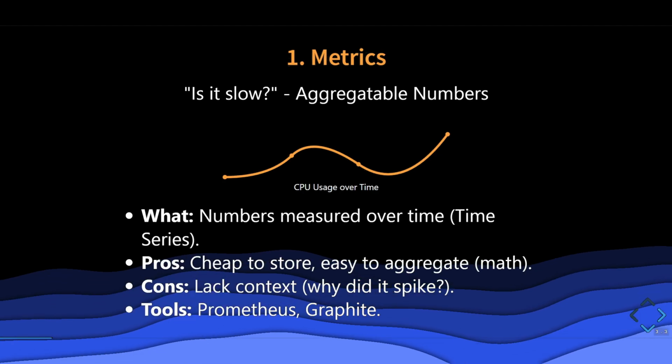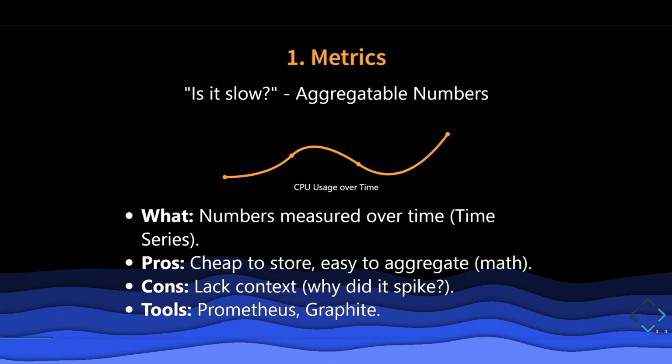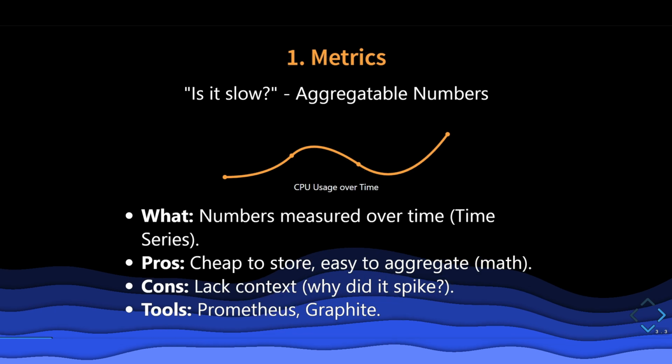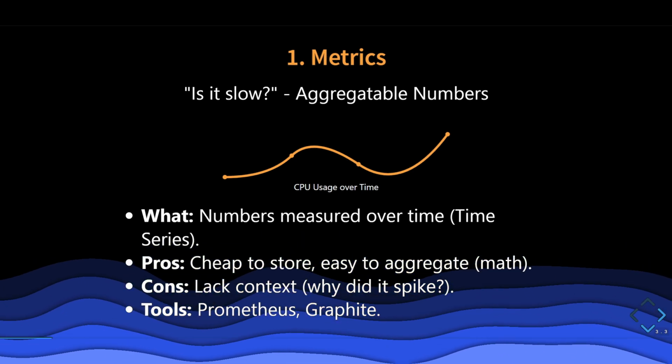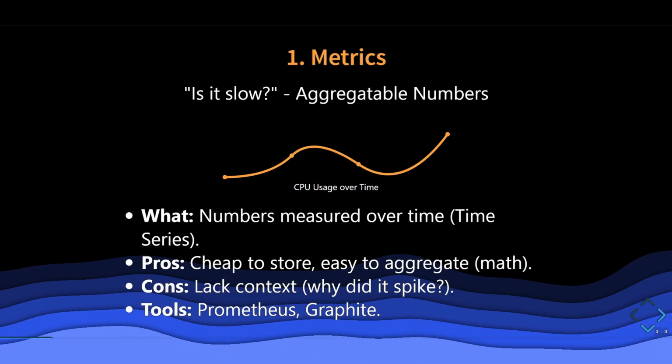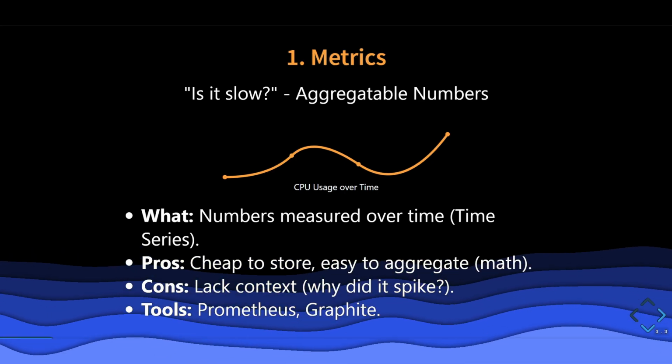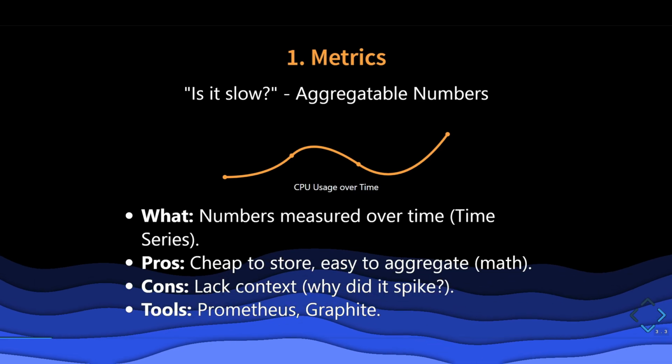Let's dive into the first pillar, metrics. Think of metrics as the answer to the question, is my system slow? These are aggregatable numbers like CPU usage tracked over time. Essentially, metrics are numbers measured at regular intervals, which we call time series.